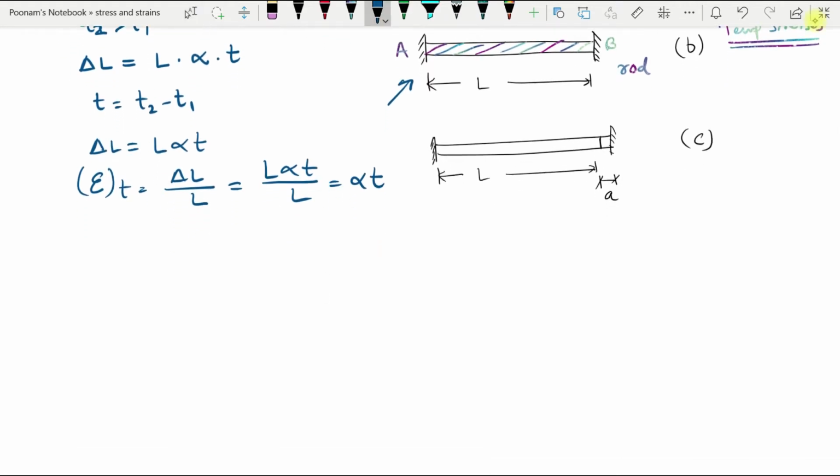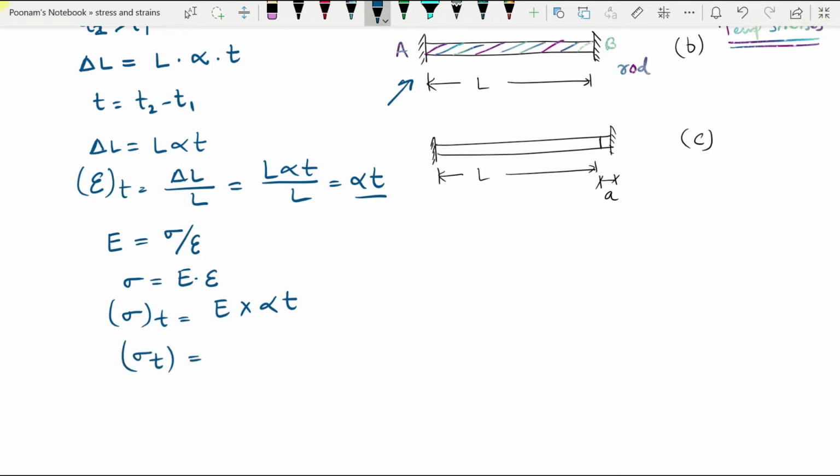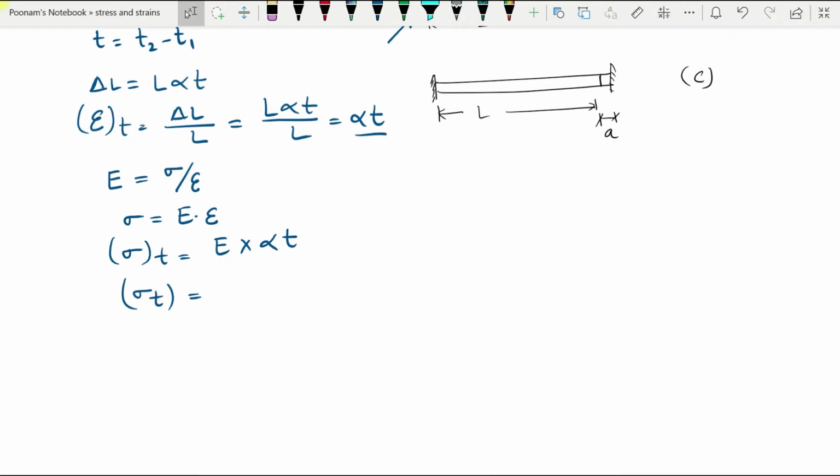And from Hooke's law, we know that Young's modulus is given by stress upon strain. So stress will be equal to Young's modulus into epsilon, which is the strain. So temperature stress can be calculated as Young's modulus into temperature strain here. So E into alpha delta T. So temperature stress when the expansion is prevented is given by E alpha delta T.